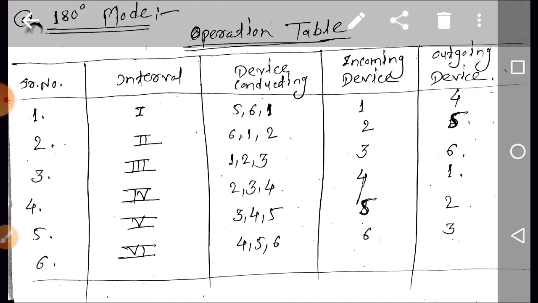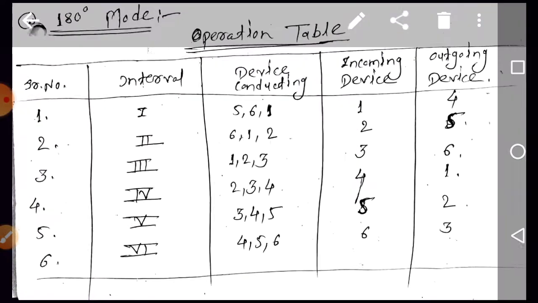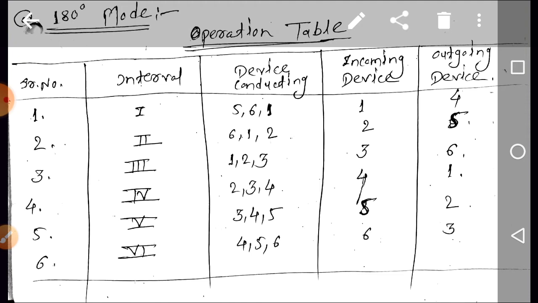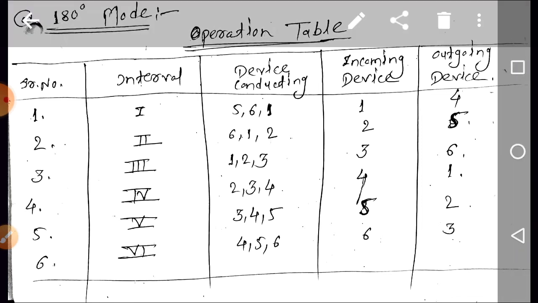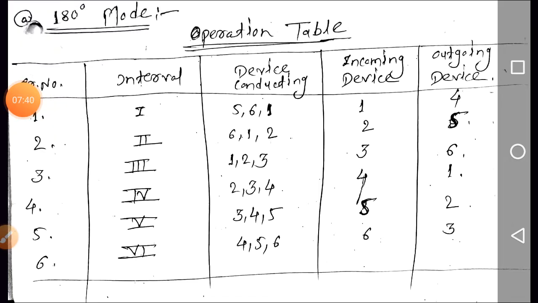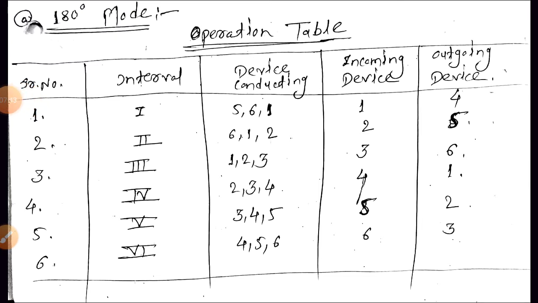Now, for 180 degree mode, suppose we go to the market and purchase a 3-phase inverter. What are our expectations from it? The first thing is that the inverter should give a balanced output, a balanced 3-phase supply. It should have 3 sinusoidal waveforms. Second, balanced means what? It should have a 120 degree phase displacement between each of the 3-phase voltages.